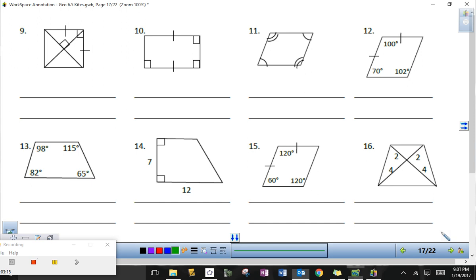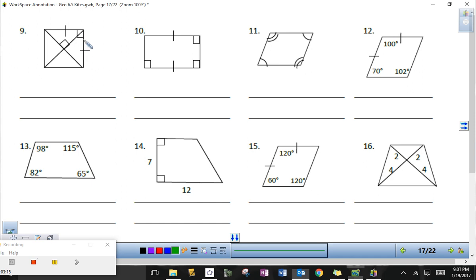Okay, pause the video and take a stab at the next 4. Number 9 is kind of tricky because it almost to me looks like a square. Okay, but let's talk about each piece separately to start out with. This right angle on the diagonals tells me it's a kite. And I know kites have consecutive sides that are congruent. Okay, well, I have that marked here.